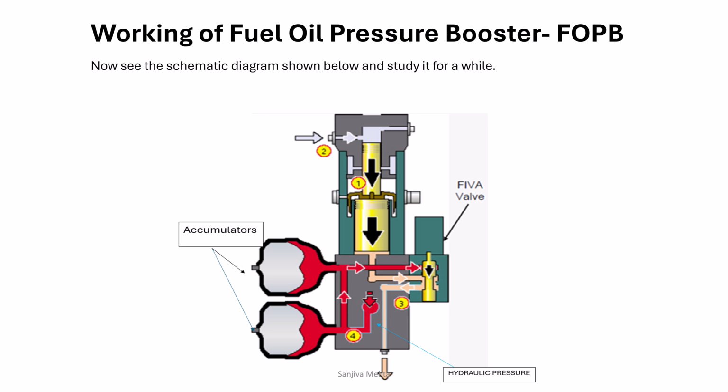This is the fuel valve. In this case, the fuel valve is shown moving downwards. Fuel injection will take place only when the fuel valve moves upwards. So basically, when the fuel valve has moved downwards, this is the pressure line, where hydraulic oil pressure is coming.